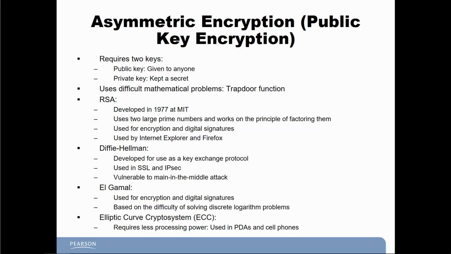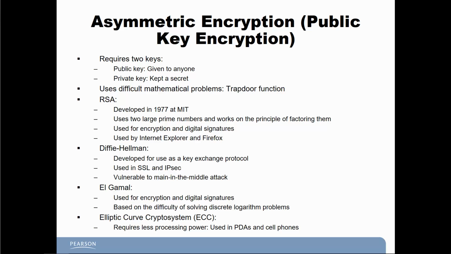Asymmetric encryption requires 2 keys, a public and a private. The public key is given to anyone, the private key is kept secret. It uses difficult mathematical problems to help apply to it. The RSA was developed by someone at MIT in 1977. It uses 2 large prime numbers and works on the principle of factoring them. It's used for encryption, and it's used by Internet Explorer, Firefox, and several other web browsers.